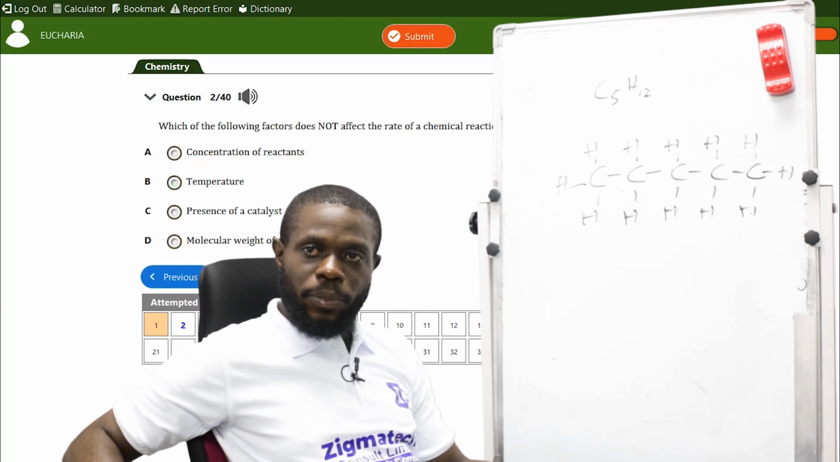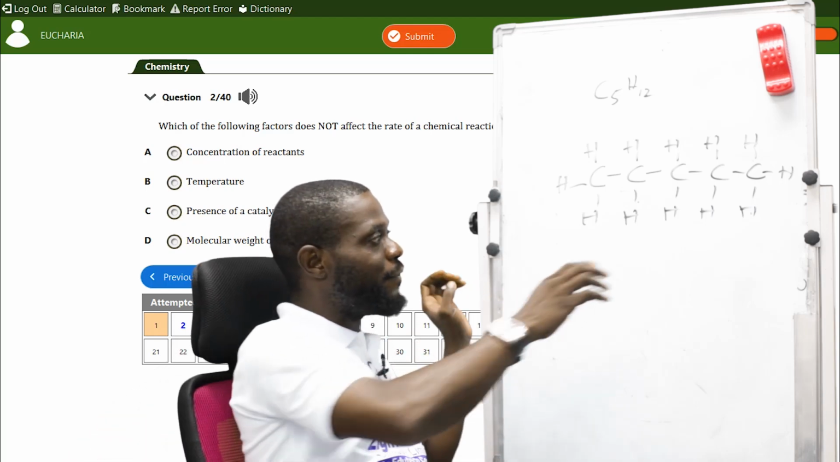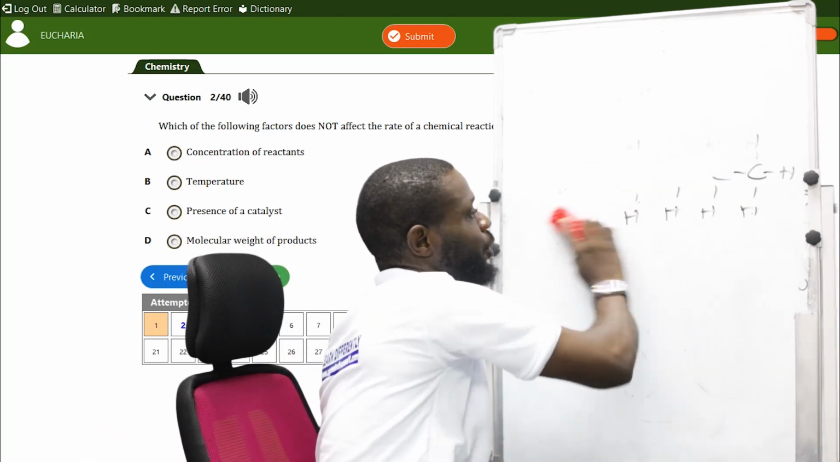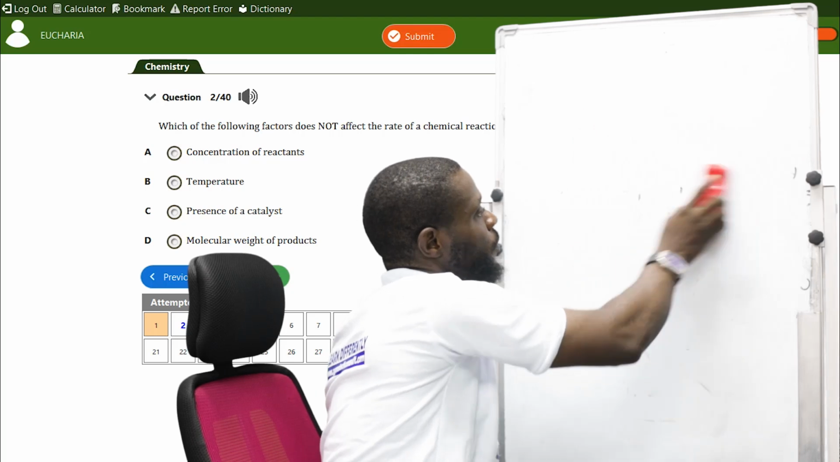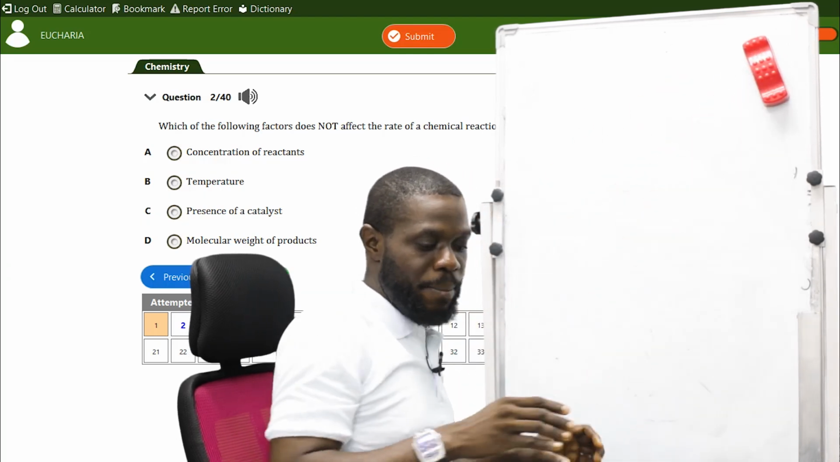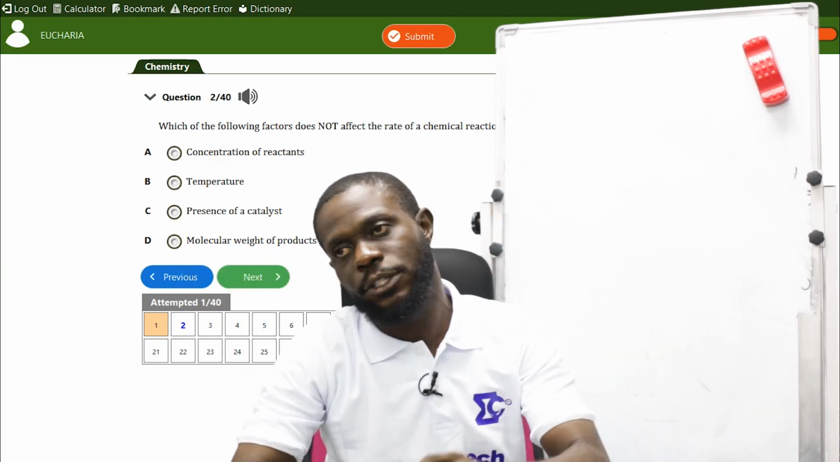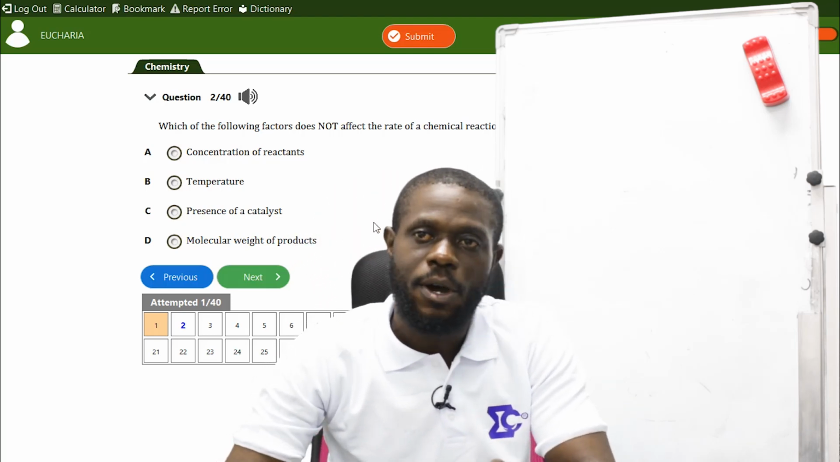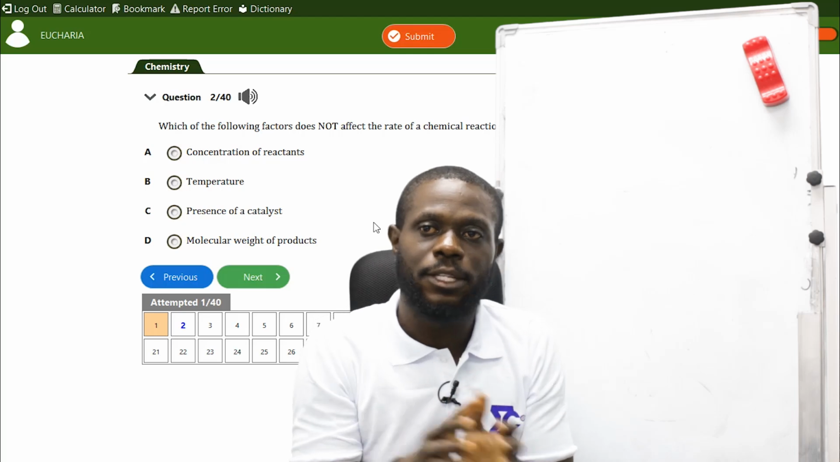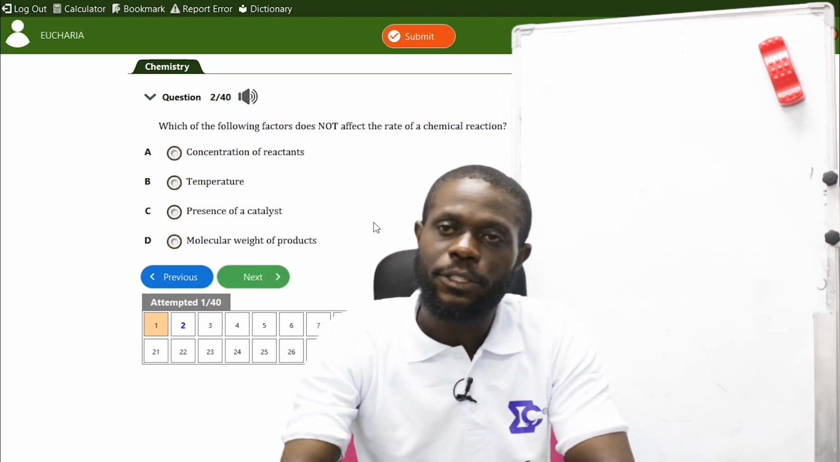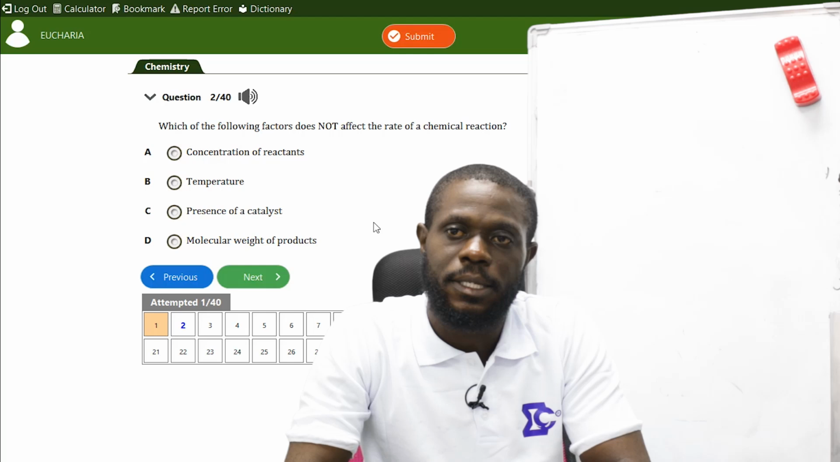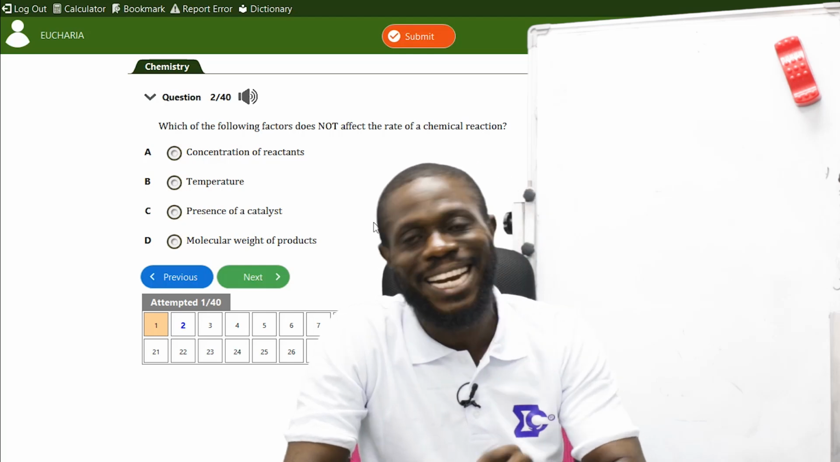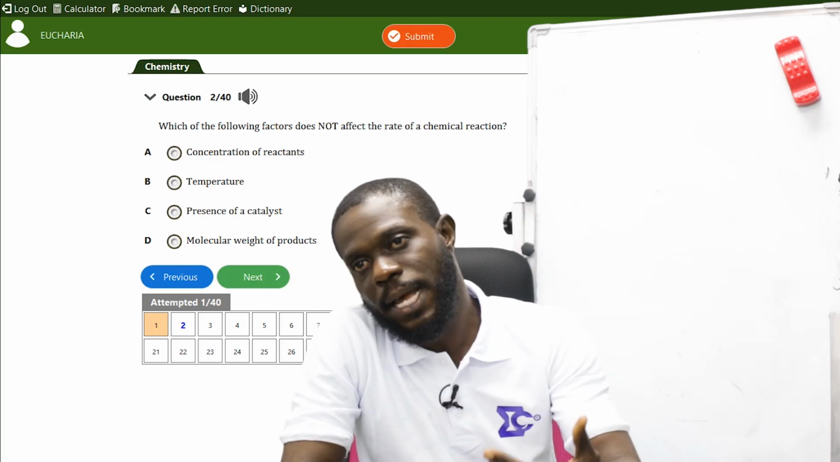The next one is, which of the following factors does not affect the rate of a chemical reaction? Remember, a chemical reaction is a reaction that leads to the chemical transformation of one set of substances to another.